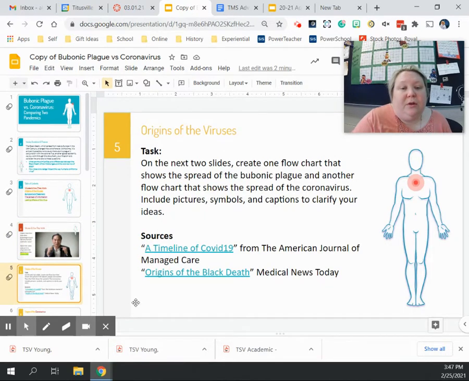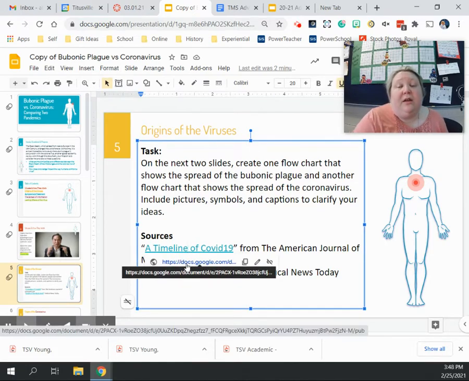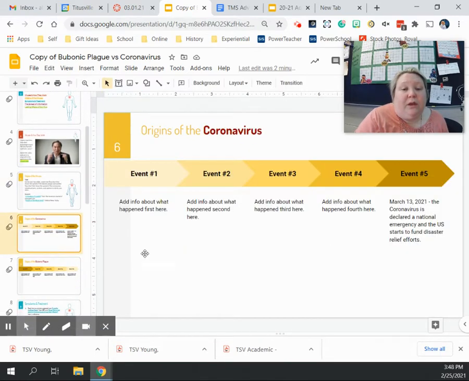Going down, the next one talks about origins of the virus. There are 2 specific articles that we want you to look at, a timeline of COVID, and then origins of Black Death. When you click on these, you're going to go to a Google Doc. You'll read through the article, and each one corresponds with 2 different timelines that we would like you to fill out. I started the coronavirus timeline for you with the 5th event that we want you to cover, and then you want to work your way back and find 4 different previous events that mark really historic times that happened with the coronavirus.